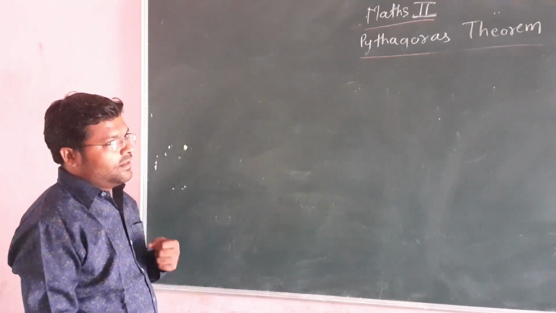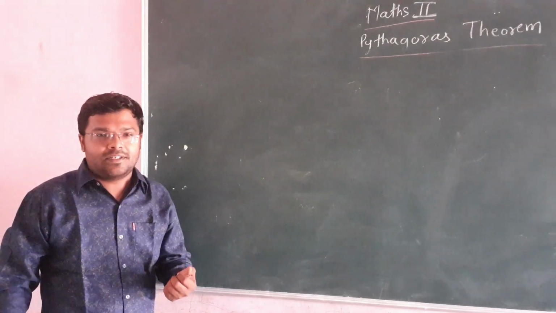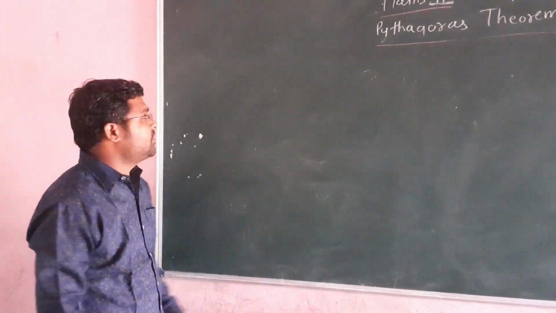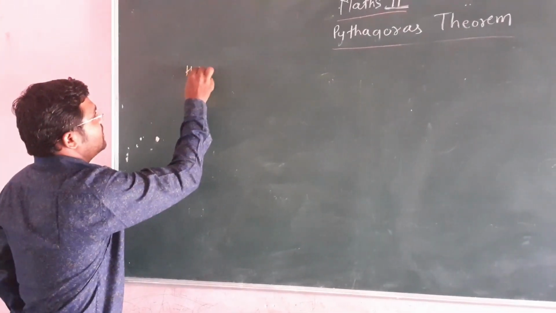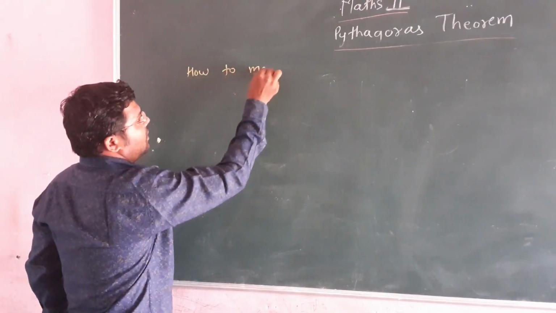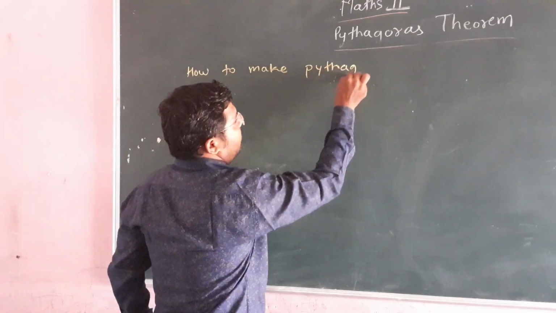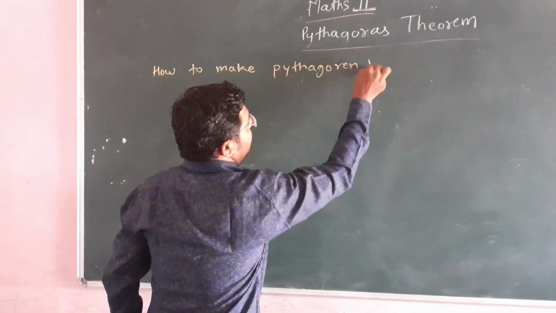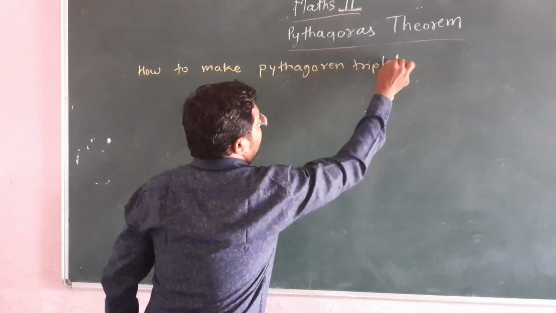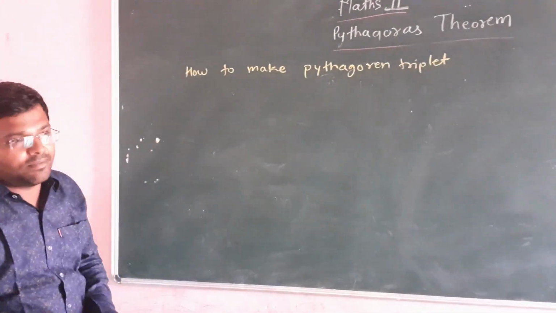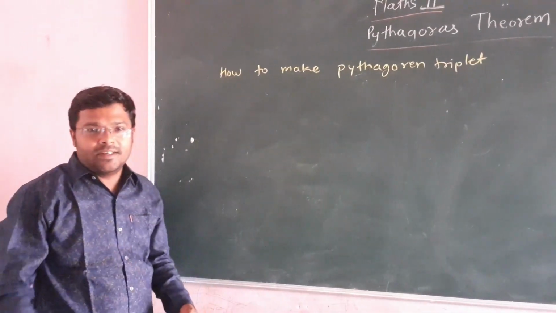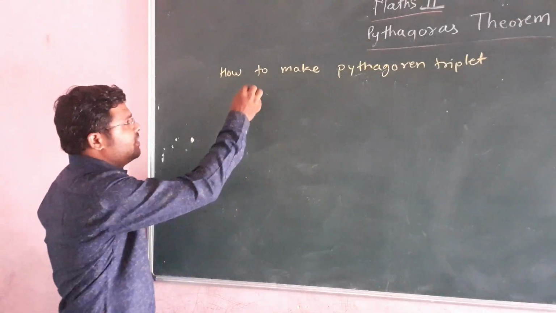Now, make a Pythagorean triplet using a formula. Okay, how to make a Pythagorean triplet? How do we make a Pythagorean triplet? We can make so many Pythagorean triplets by using this formula.